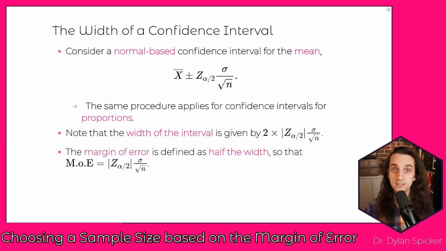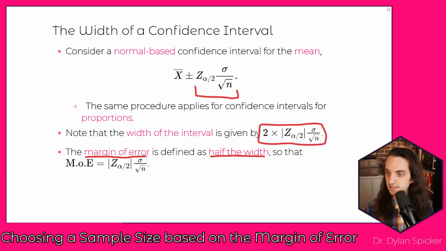Now, the term that we add within our confidence interval, z alpha over 2 times sigma over the square root of n, is given a name. It's called the margin of error. The margin of error is defined to be half the width of our confidence interval. If we take the width to be 2 times this expression, then the margin of error is 1/2 of that, so we can cancel out that 2, and we're left with just the magnitude of the critical value times sigma over the square root of n.